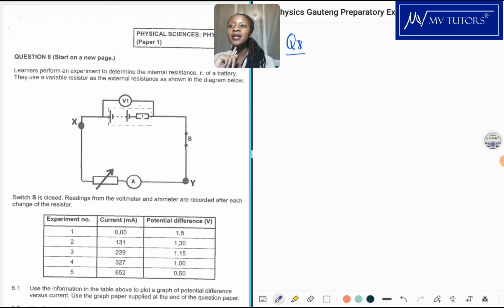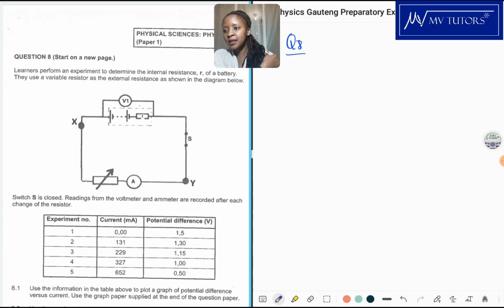So we're going to look at question 8. It says, learners perform an experiment to determine the internal resistance of a battery. They use a variable resistor as the external resistance as shown in the diagram below. Now, switch S is closed, okay? Readings from the voltmeter and ammeter are recorded after each change of the resistor.